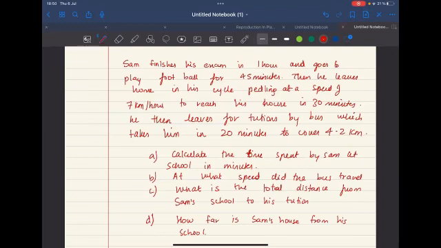Third question. What is the total distance from Sam's school to his tuition? I'm telling from school to tuition. So you need to find the distance from school to Sam's home, from Sam's home to tuition, and add both of them. D. How far is Sam's house from his school? Here I've given clearly the time and I've also given the speed. Find the distance from his home to school.